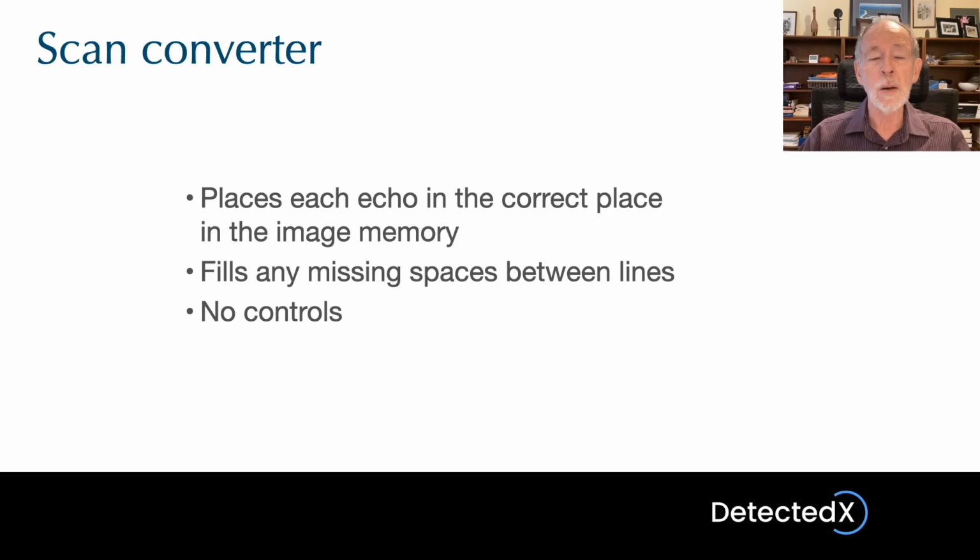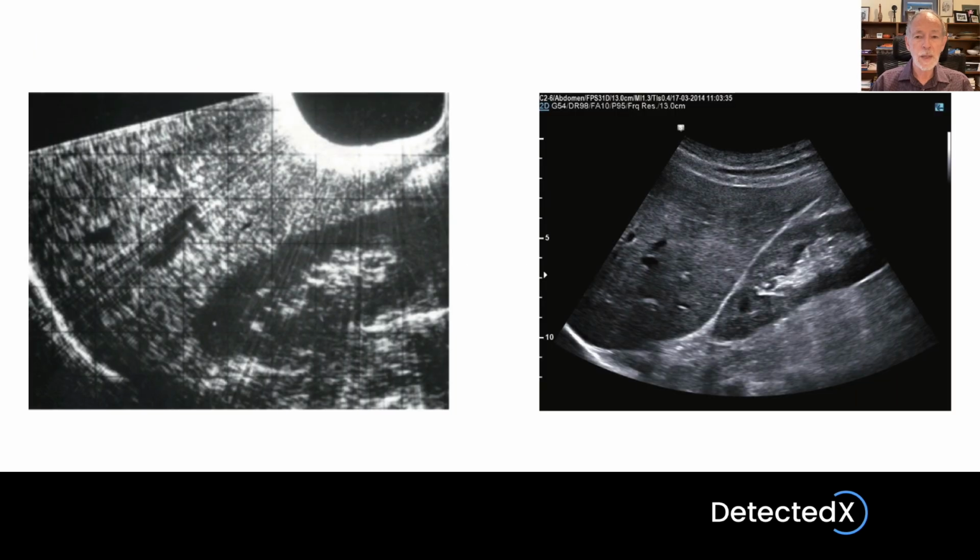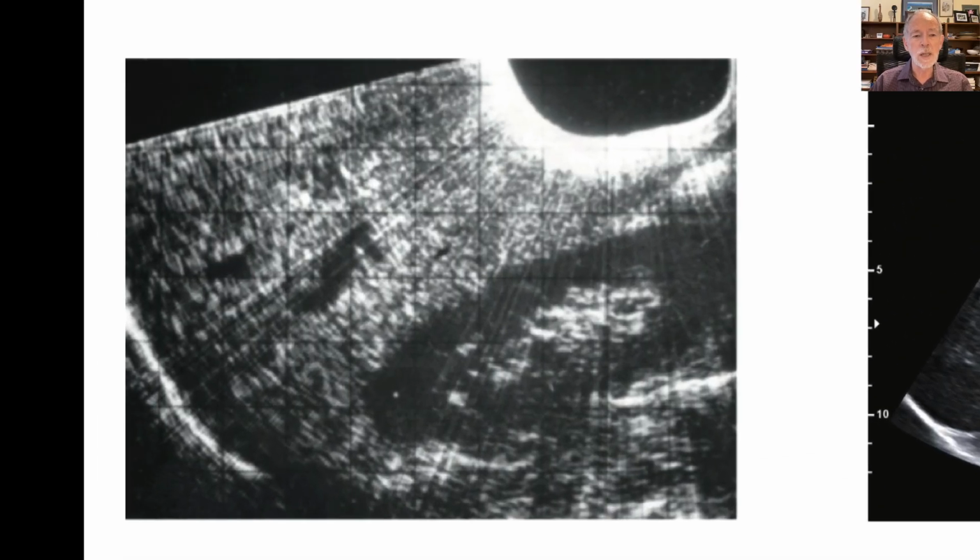It does this using mathematical interpolation. There are no controls directly on the scan converter, but it is affected by many parameters of the machine. I mentioned the interpolation, the filling in of gaps. On the left, we have a very early grayscale image of the abdomen, taken in fact in my research group in Sydney many years ago.